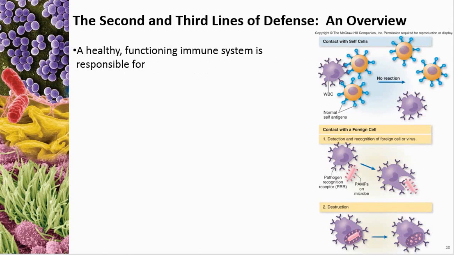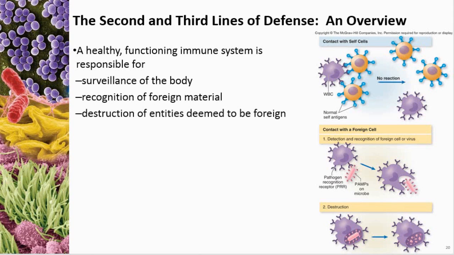But a healthy, functioning immune system is responsible for surveillance of the body, which is just going around and looking for the bad guys. It's like a policeman who drives around looking for crime, right? Recognition of foreign material, which could be living or non-living, and destruction of those things that are foreign.